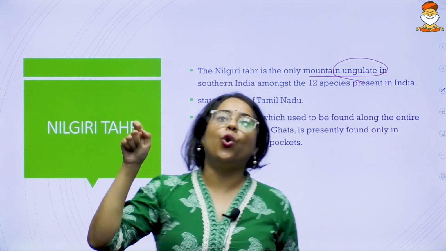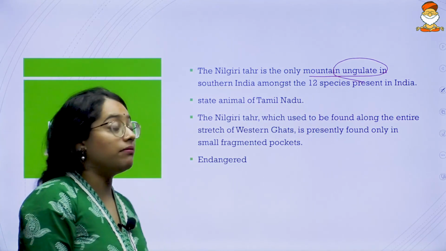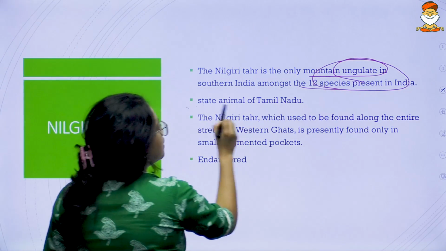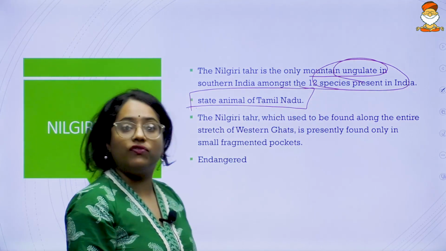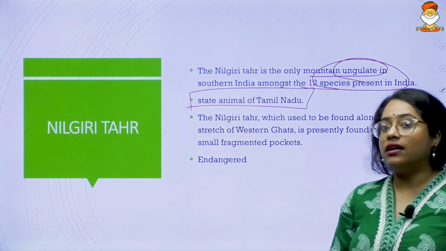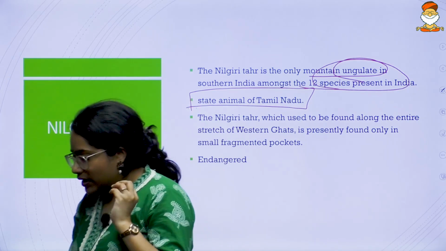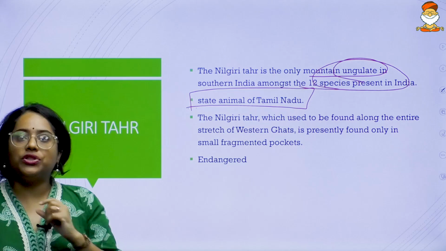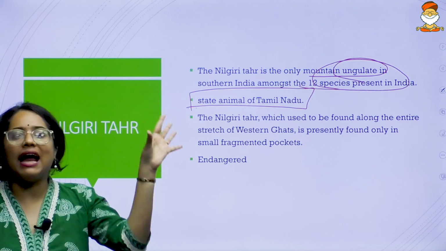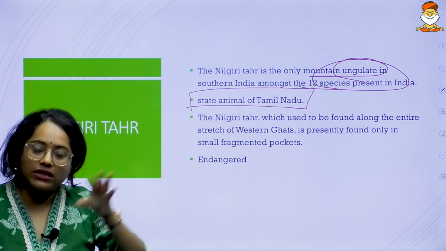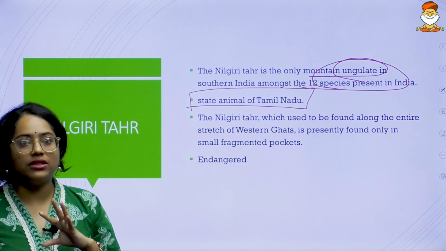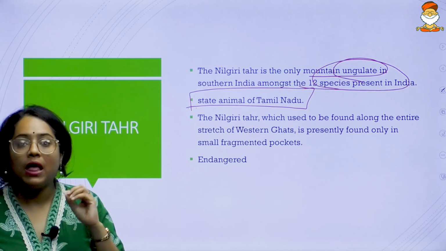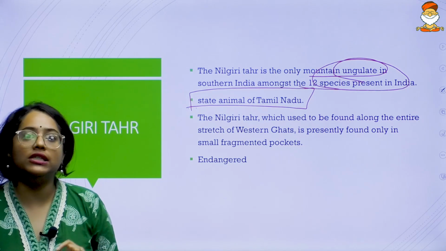The Nilgiri tahr is the only mountain ungulate in southern India amongst the 12 species present all over India, and that is also the reason why it is considered the state animal of Tamil Nadu. Kerala and Tamil Nadu record a very large amount of the Nilgiri tahr population. In that entire stretch of Western Ghats you do find scattered population, but Kerala has the highest number of Nilgiri tahr in the Western Ghat area, and overall Tamil Nadu has the highest numbers also. It's an endangered species.